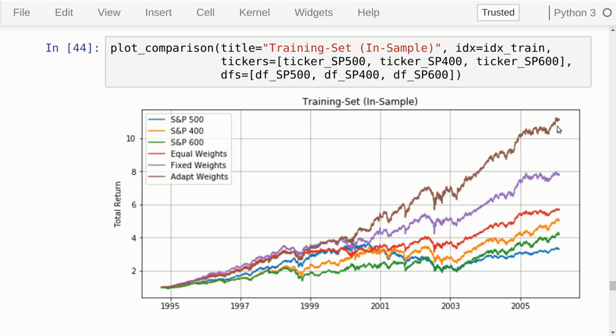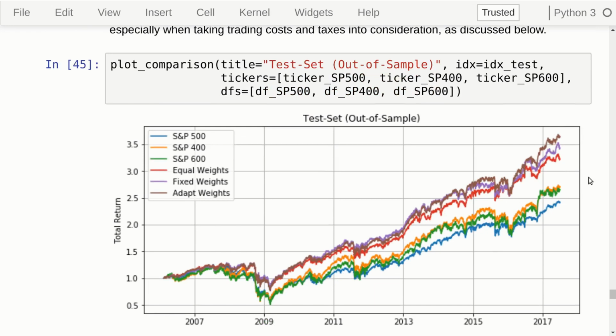And the brown line up here is our more advanced portfolio model using adaptive weights that map the predictive signals to stock weights. We can see that on the training set, or the in-sample data, this did quite well. Again, we are ignoring trading costs and taxes, but it is promising that this works, at least on the training set. So now let's look at the test set, or out-of-sample data, and this is for the period from about 2006 up to 2017.